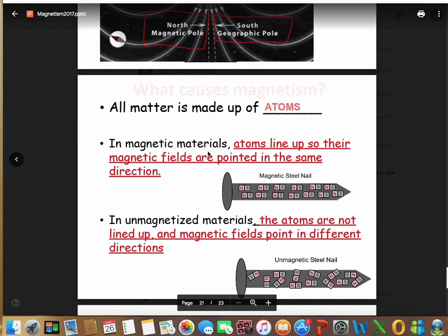All right, so what actually causes magnetism? Well, as you know, all matter is made up of atoms. Now, atoms have to line up in a specific arrangement in order to make compounds. So in this magnetic material, all the atoms are lined up. They're all facing in the same direction. So that means they all can participate in the tug of war in the same direction.